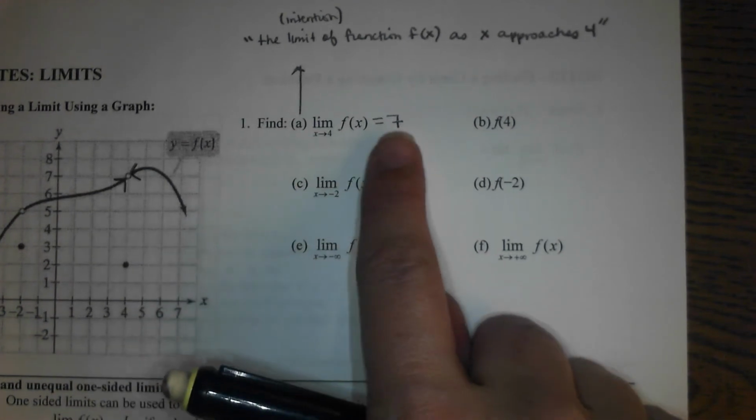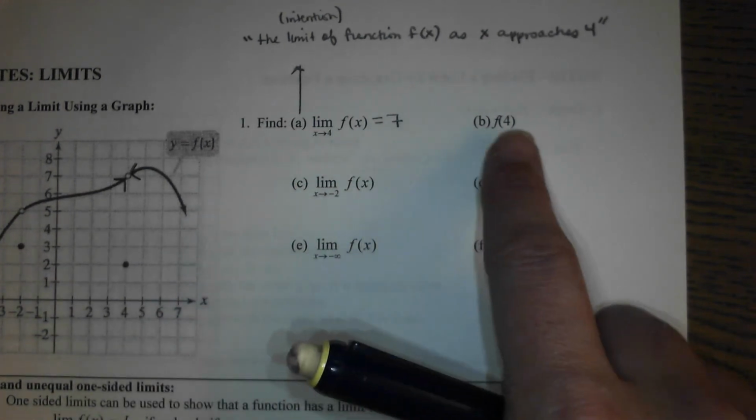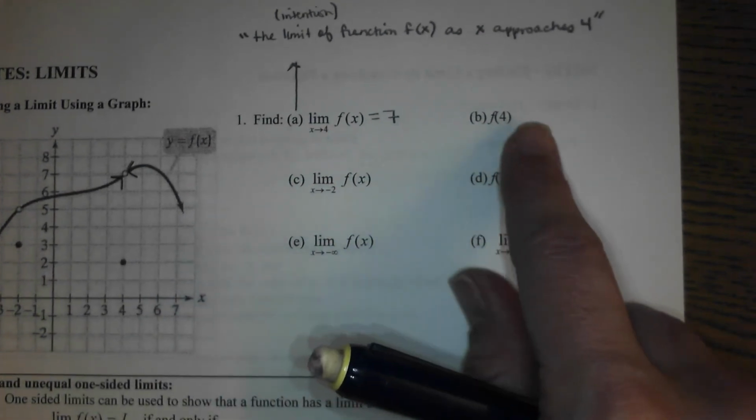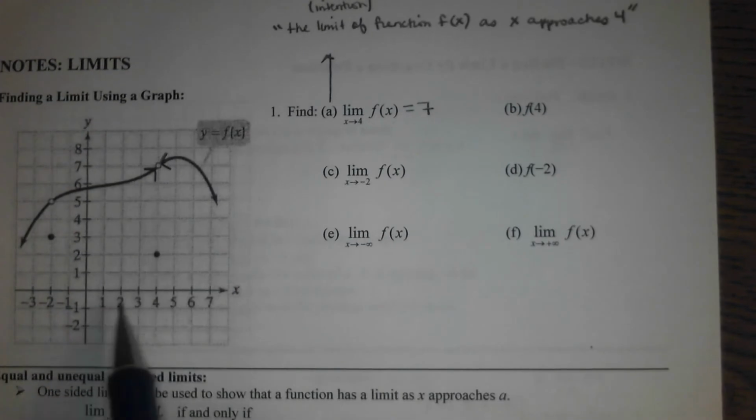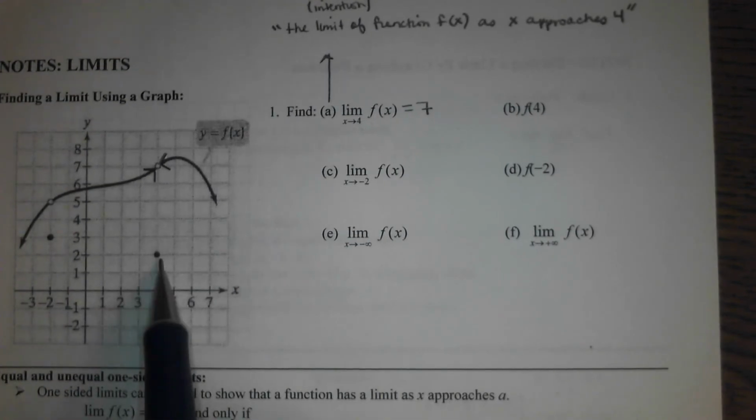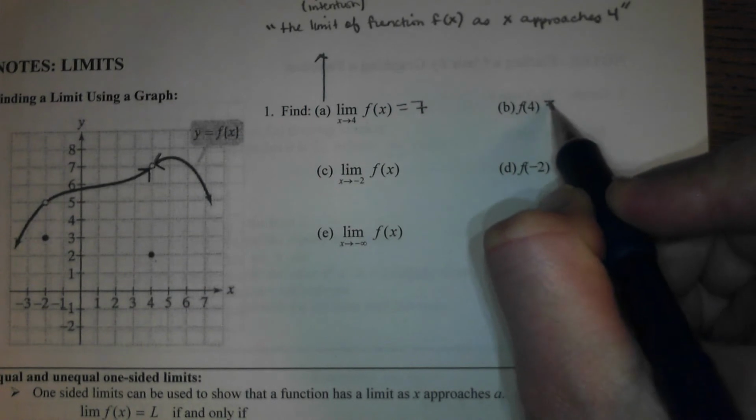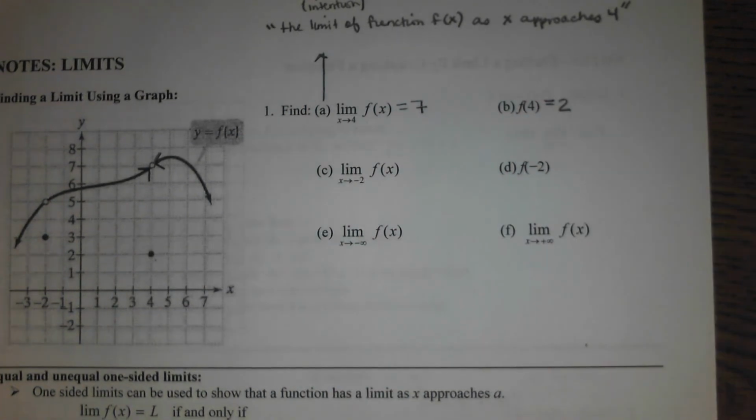Now, like I was just saying, the function value at 4 is not 7. At 4, the function value is down here, 2. So they don't have to equal each other. Sometimes they will, sometimes they won't. Okay?